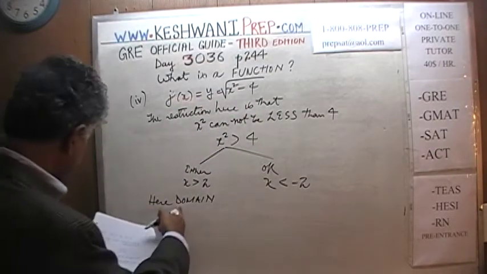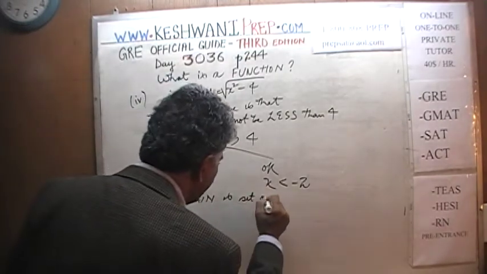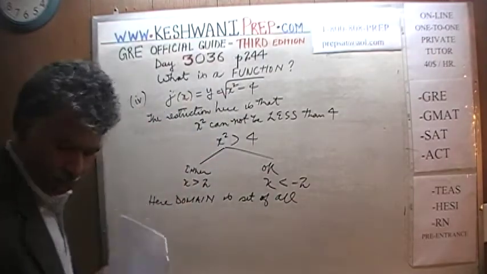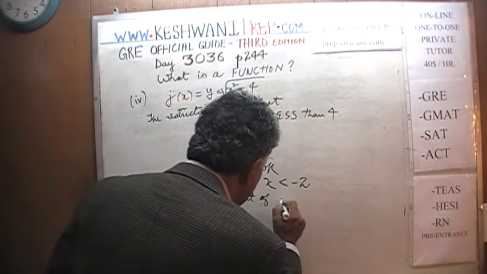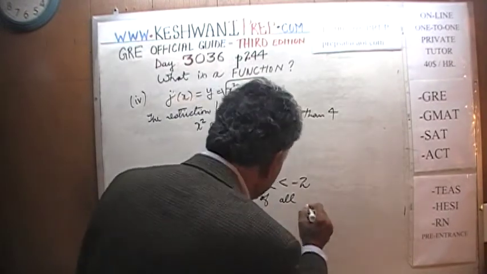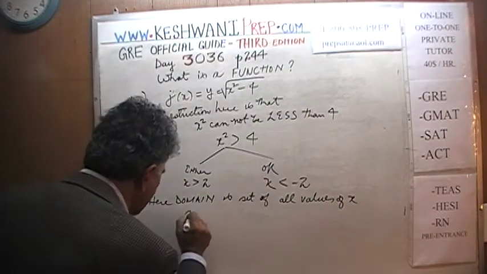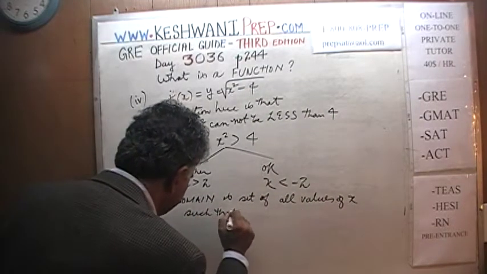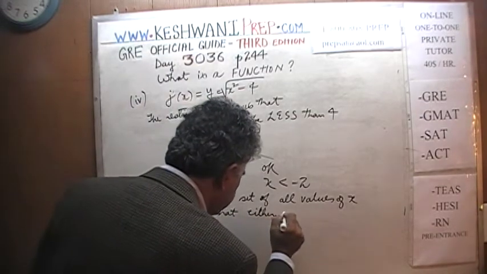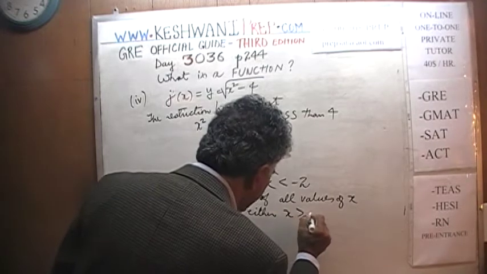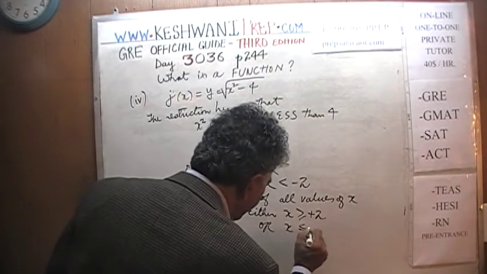So here the domain is the set of, oh my god, the handwriting is getting horrendous, the set of all values of x such that either x is greater than or equal to positive 2 or less than or equal to negative 2.